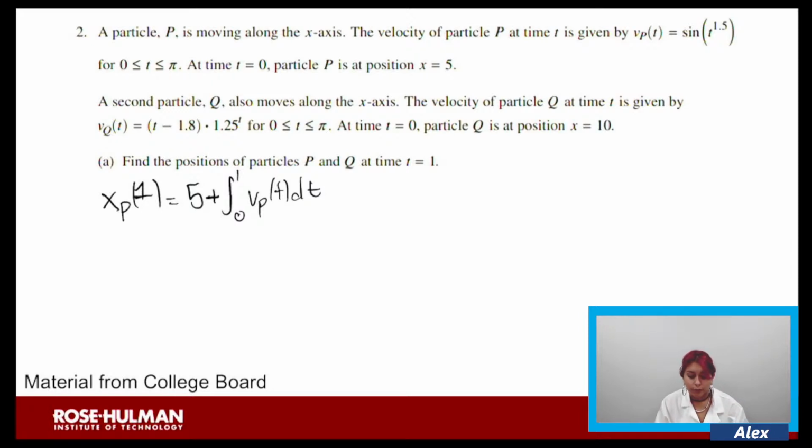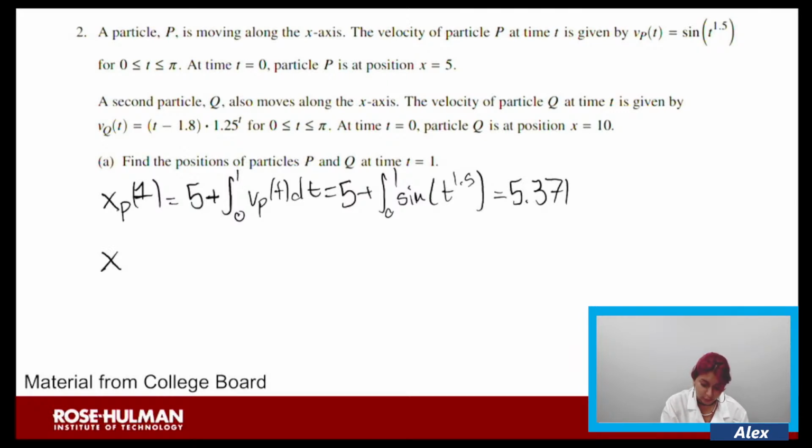So we would get 5 plus the integral of sine of t to the 1.5. You can plug this into your calculator and it should give you an answer of about 5.371. There are no units given in this problem, so I assume you don't need them, but this would be any unit of length or distance.